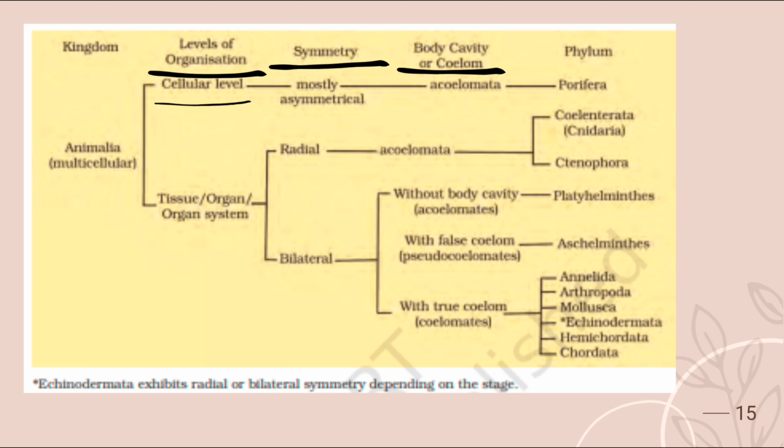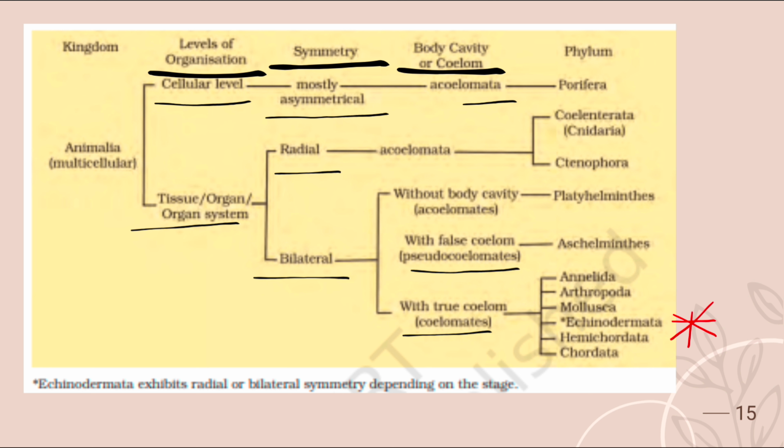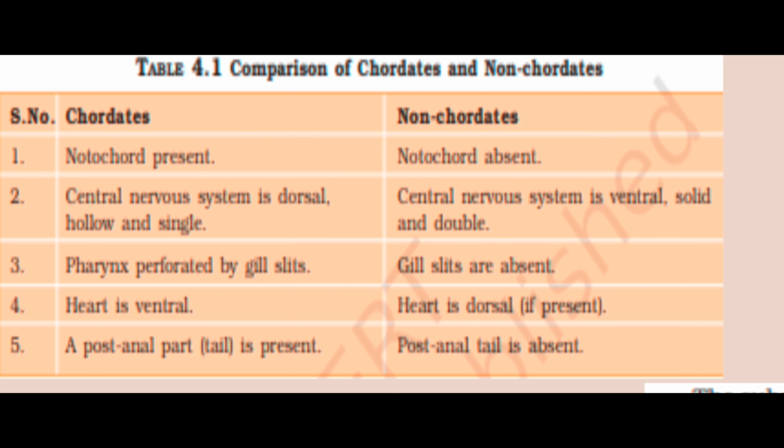Cellular level of organization, tissue or organ system level of organization. In symmetry, we have asymmetrical, radial, bilateral. In coelom, we have acoelomata, pseudocoelomates, and coelomates. Echinodermata. Adult shows radial symmetry. A comparison table between chordates and non-chordates.